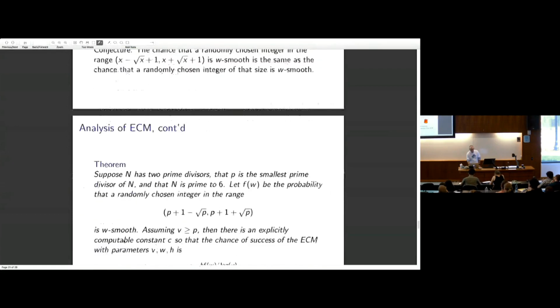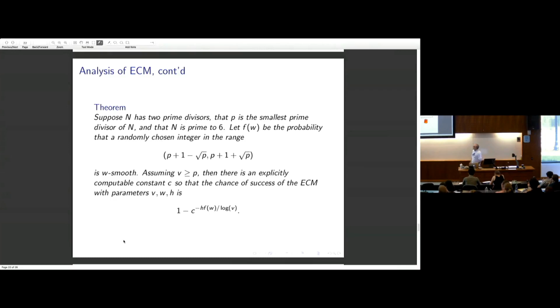I'm not going to do this whole analysis because it's pretty technical, although it's the analytic number theory which is technical. The elliptic curves part is very accessible, and Lenstra's paper is quite readable, so I suggest that you take a look at it. But what Lenstra proves is that there's an explicit constant c, so that the chance that you're going to succeed at the ECM with parameters v being the size of the prime divisor, w being the smoothness bound, and h being the number of attempts, is this constant to the minus h f of w over log of v, where f of w is the chance that your order happens to be smooth for w.